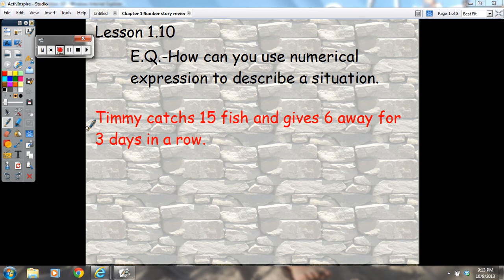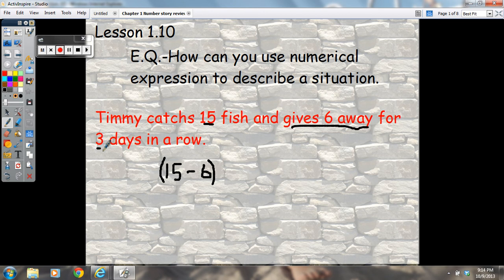So now here's our next numerical expression. Next situation we have to create a numerical expression for. It says Timmy catches 15 fish and he gives 6 away for 3 days in a row. Okay, so I know that Timmy catches these 15 fish, and he's giving 6 of them away, so I know I would have to take away 6. Taking away means subtracting, so I would have to take 15 minus 6 to figure out how much he is winding up with in one day. So I'm going to group that together. I'm going to go 15 minus 6 to figure out how much he actually gets in one day.